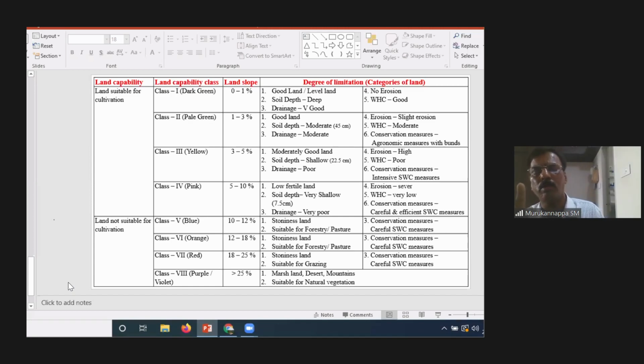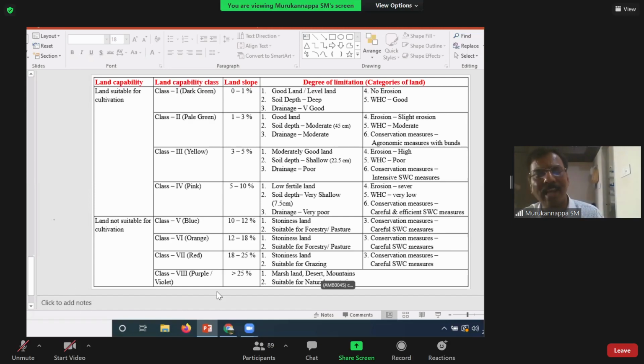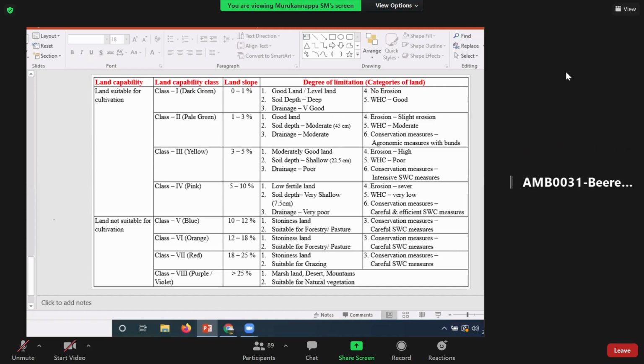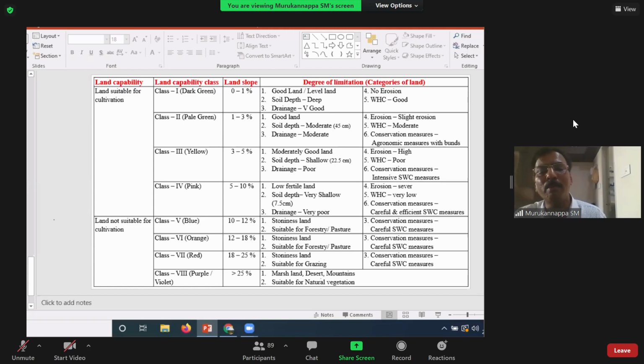I just want to give you an exact understanding of how it will be. This classification is made to help with conservation. Did it clear? This is classified. They have made it classified for the purpose of easily implementing the conservation measures.